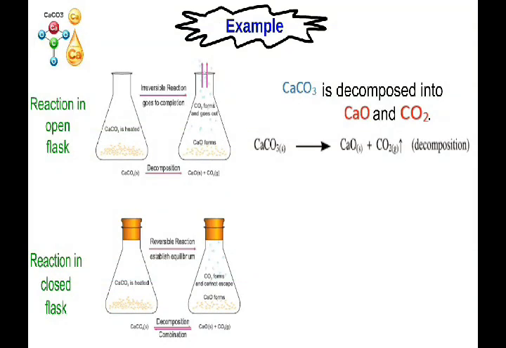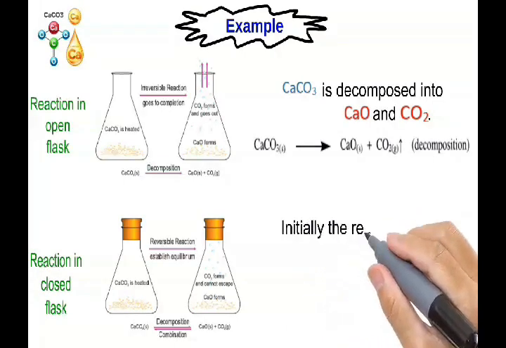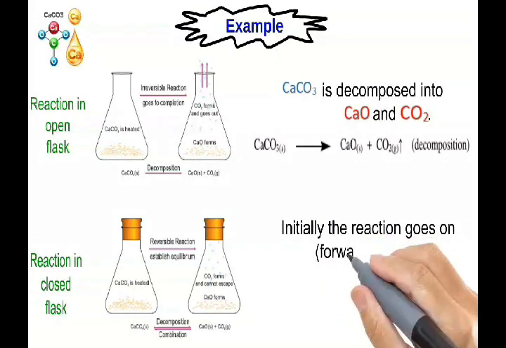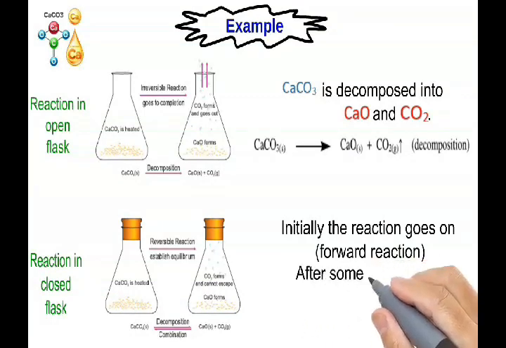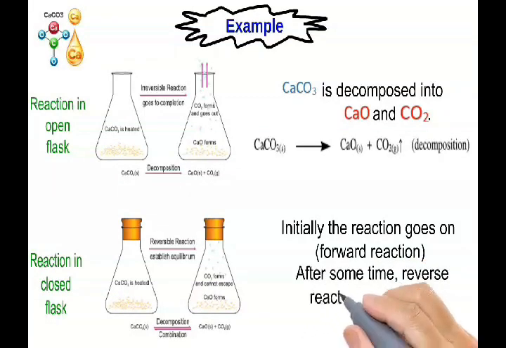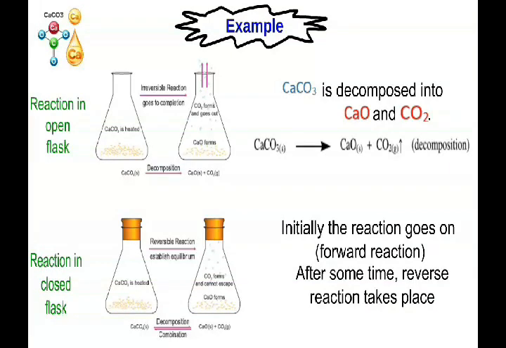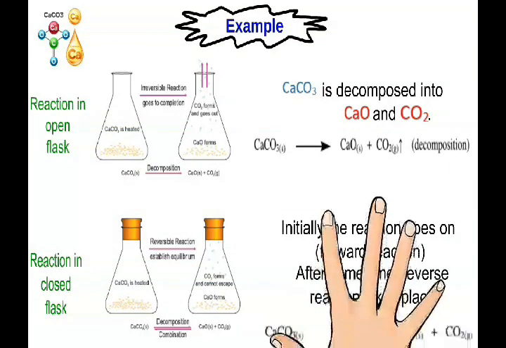As the system is closed, carbon dioxide formed from the decomposition of calcium carbonate is not able to escape out of the flask. Hence, it recombines with calcium oxide to form calcium carbonate back. Initially, the forward reaction takes place. After some time, reverse reaction takes place. Hence, calcium carbonate formation begins at this stage.